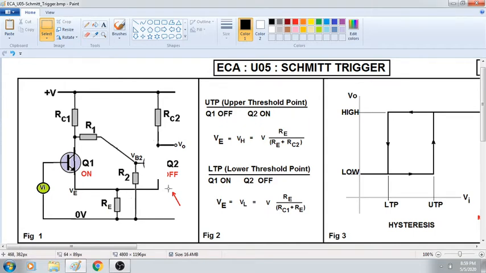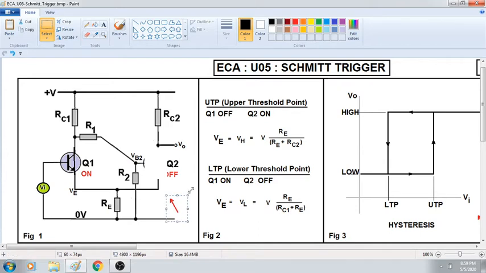we see here very easily that this resistance RE is connected directly to V through RC1. Okay, through RC1 it is connected. So we can calculate the emitter voltage for the lower threshold point as VL, which is equal to V multiplied by RE divided by RE plus RC1.